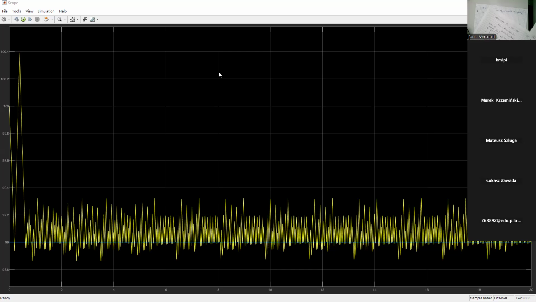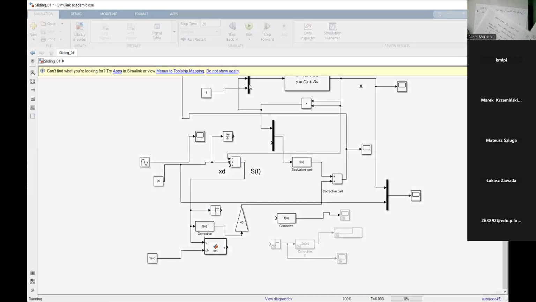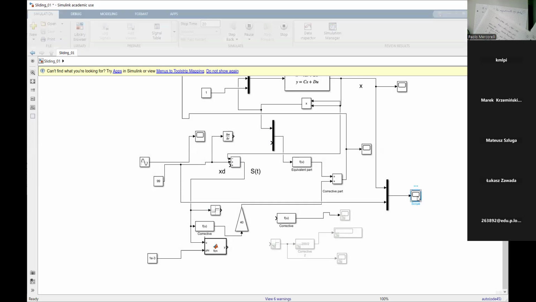Okay, sgn of s. Let me show you again. Now I am considering sgn of s of t mathematically. It could be that it doesn't work, huh? Because MATLAB is not necessarily able to work with this sgn. Let me see. It's not bad until now. Yeah, this is the best result.